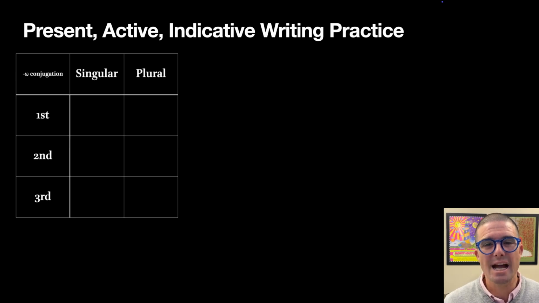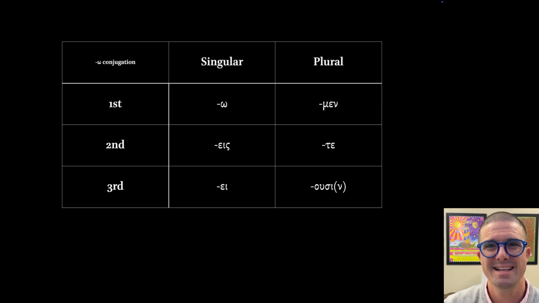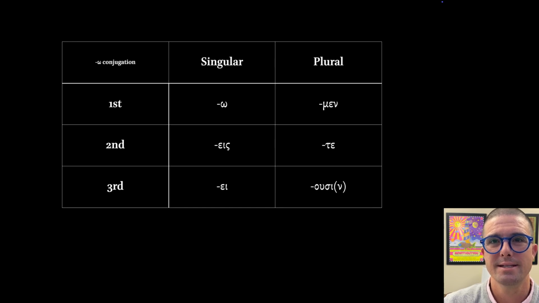All right, the next thing I want you to do is practice writing these endings out. So we just said them aloud, o, eis, ei, omen, ete, usi. I want you to go ahead and pause here and on your whiteboard, write down those endings. Here they are, o, eis, ei, omen, ete, usi. Why don't you pause and one more time write these on your whiteboard. And there they are, o, eis, ei, omen, ete, usi.